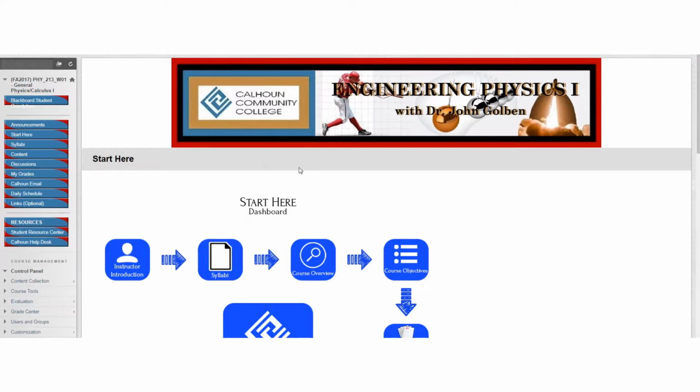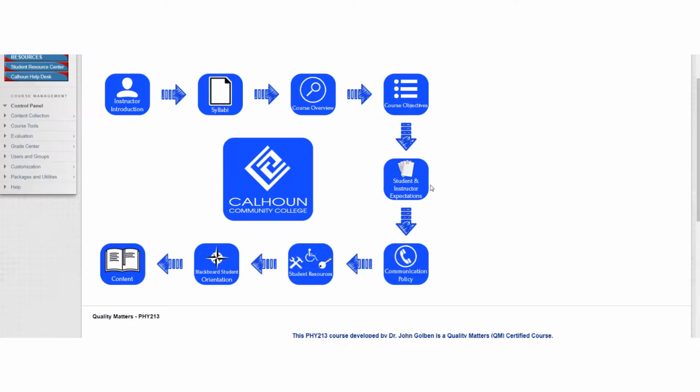A few other things you may have noticed on the Start Here dashboard are my instructor introduction, the location of the syllabi, of which we're going to be talking about in this video, course objectives, which can be found in the syllabi, so you may skip that for now. Student and instructor expectations. My expectation for you is to conduct yourself with the highest level of integrity in this course. Communication policy, in short, treat others with respect in all your communication online. Student resources, and if you are unfamiliar with Blackboard, please check out this Blackboard student orientation.